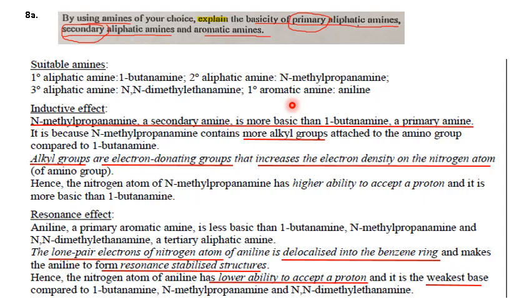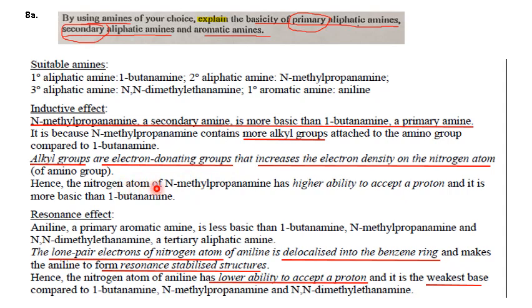Okay, next, there are 2 factors that affect the basicity. One is the inductive effect, another one is the resonance effect. N-methylpropanamine, a secondary amine, is more basic than 1-butanamine, a primary amine. Why? Because N-methylpropanamine has more alkyl groups attached to the amino group compared to 1-butanamine. And why does the alkyl group have a greater effect on basicity? Because alkyl groups are electron donating groups that increase the electron density on the nitrogen atom, the amino group.